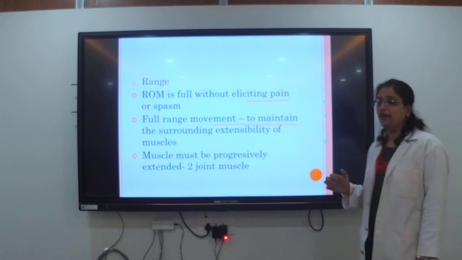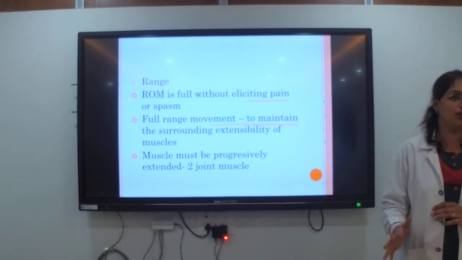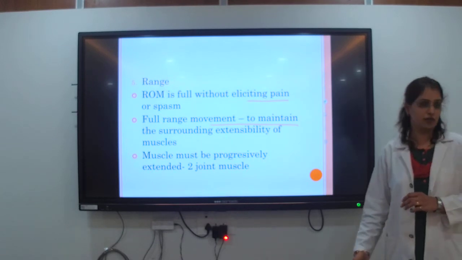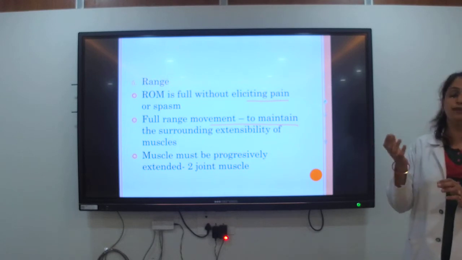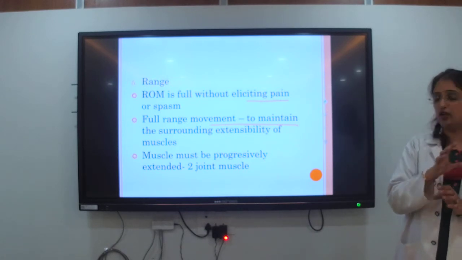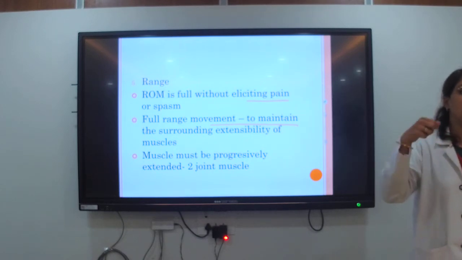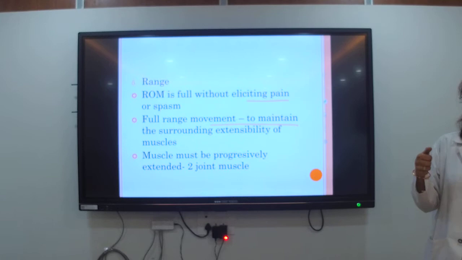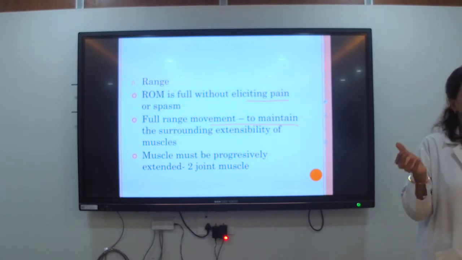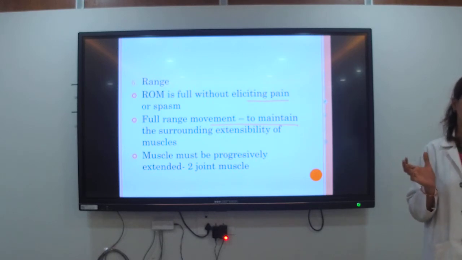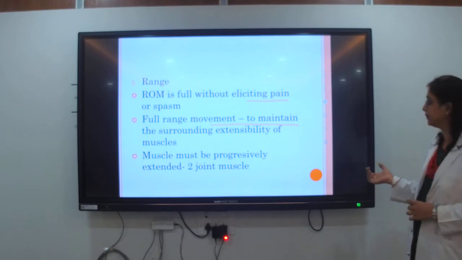When you are giving range of motion for two-joint muscles, for example the quadriceps or hamstring group of muscles, you have to give the range progressively, because these two-joint muscles are tightened over both the joints. So you have to give it slowly but progressively. Don't give forcefully, because it will lead to damage to the muscle fibers.